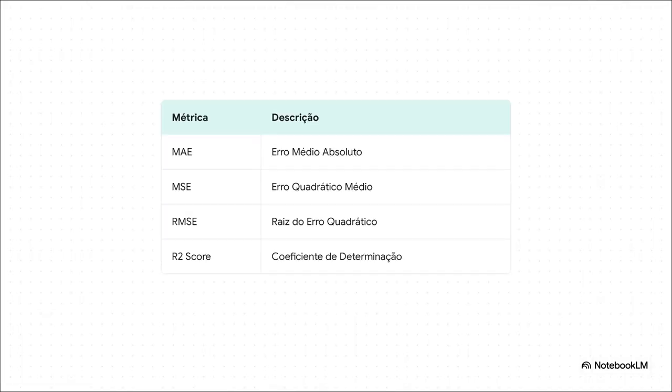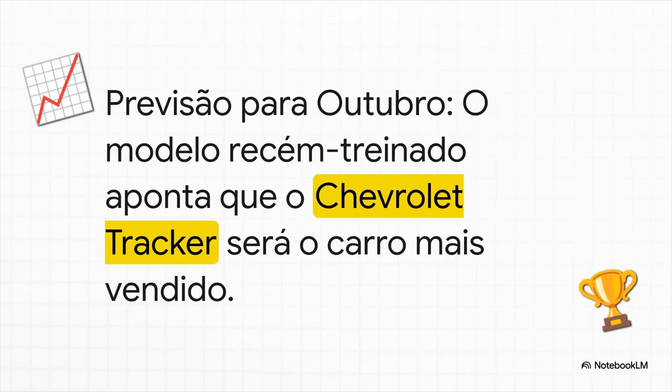Of course, after we train a model, we need to ask, how good is it? The evaluate model function calculates all these key metrics. MAE, for instance, tells us on average how many cars our forecast is off by. The best part? All of these numbers are automatically logged in MLflow, so you can easily and objectively compare different model versions. And here's the payoff. This is the practical result. The newly trained model is immediately put to work to answer that original business question, and for the month of October, the AI predicts that the Chevrolet Tracker is going to be the top seller. Actionable intelligence, right there.